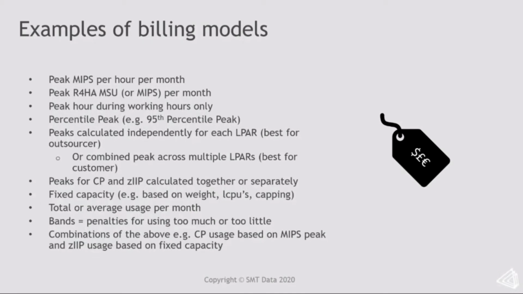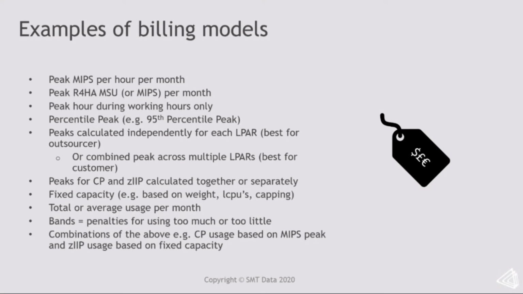So once we've calculated the MIPS, outsourcers are extremely creative in determining what the MIPS rate is actually used for in billing. For example, the typical ones are your peak MIPS per LPAR per month, rolling 4-hour average MSU, or rolling 4-hour average MIPS per month. Peak hour during only working hours on working days, because the outsourcer has lots of excess capacity at night, so they may not charge you for that. Percentile peak, like the 95th percentile is a typical one, or the 98th percentile.